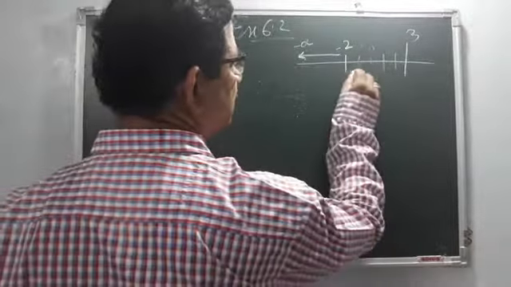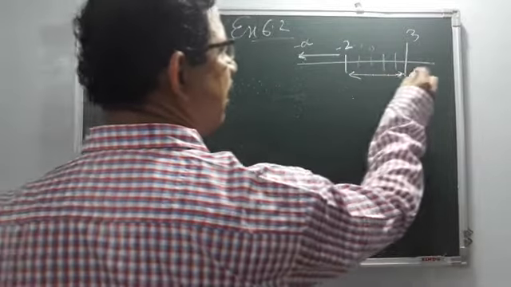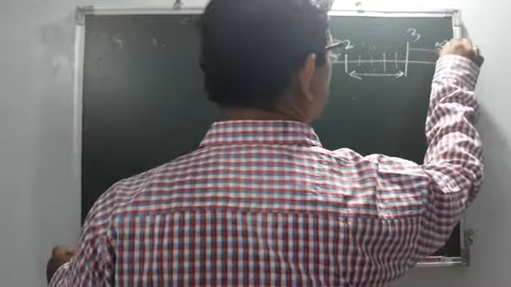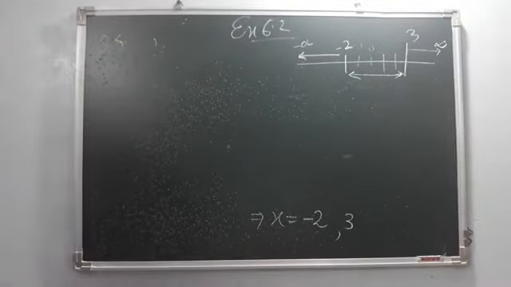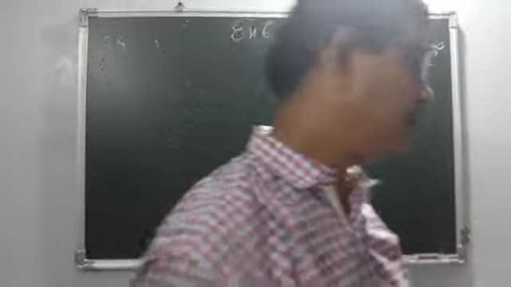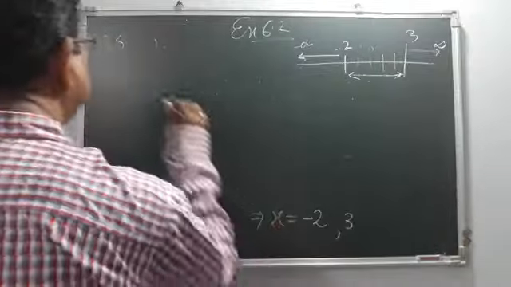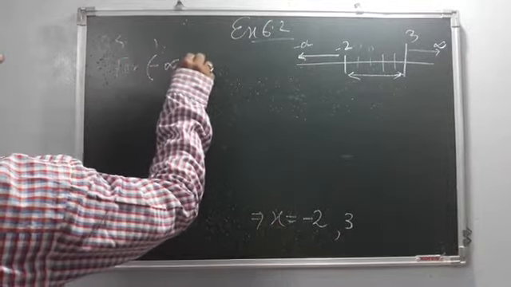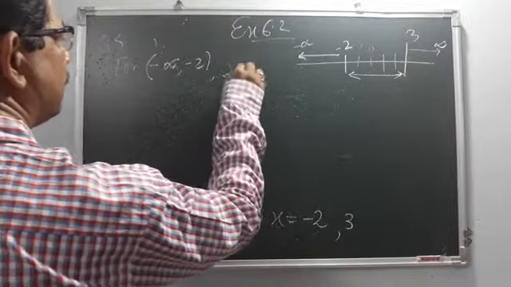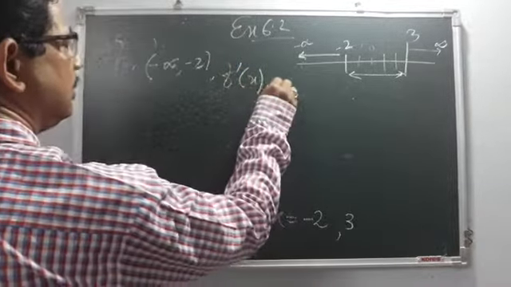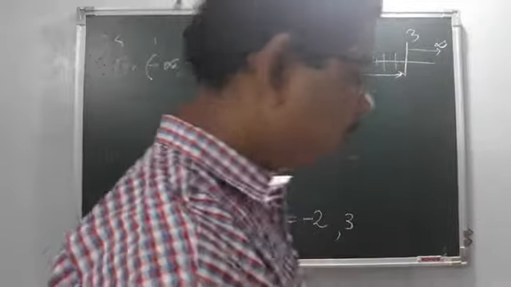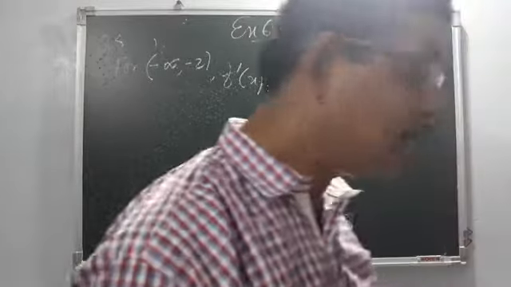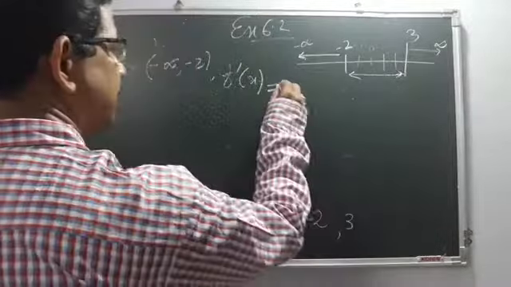Then minus 2 to 3, second interval. And the third interval is 3 to plus infinity. So we get 3 intervals: minus infinity to minus 2, minus 2 to 3, 3 to infinity. Now we will write for these intervals f dash x, which we have already calculated. It was 6 into x square minus x minus 6.